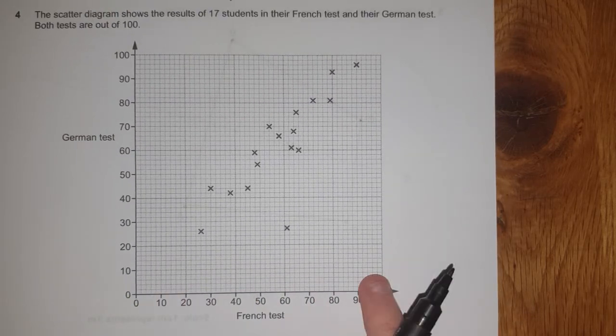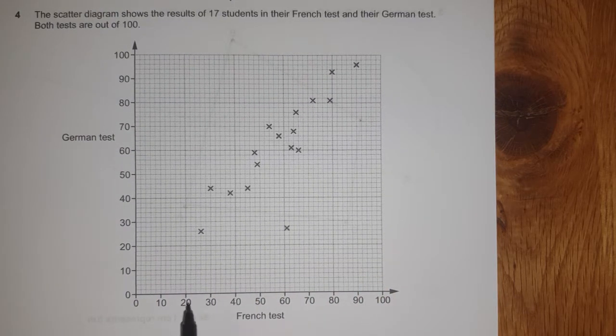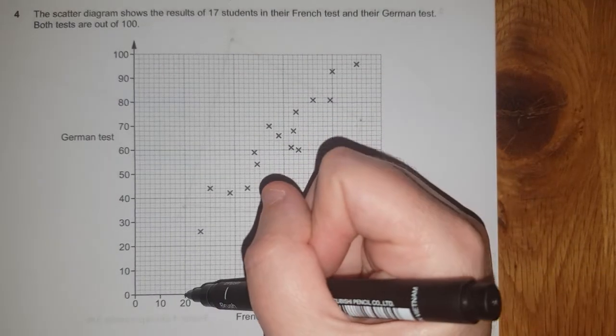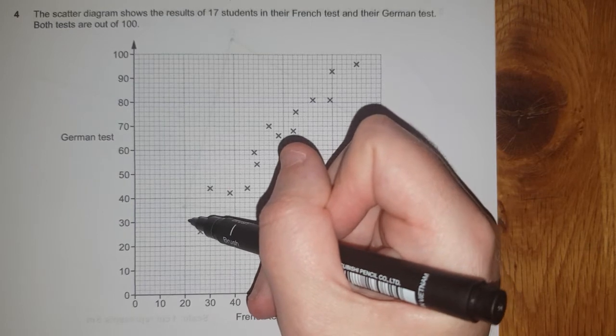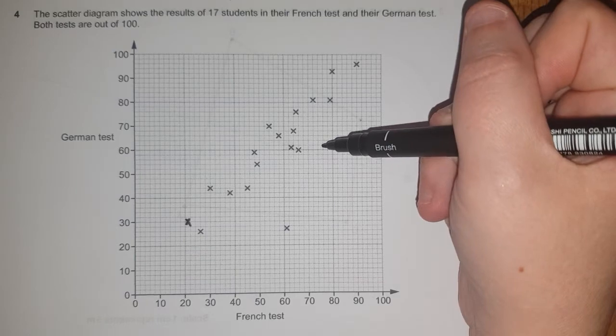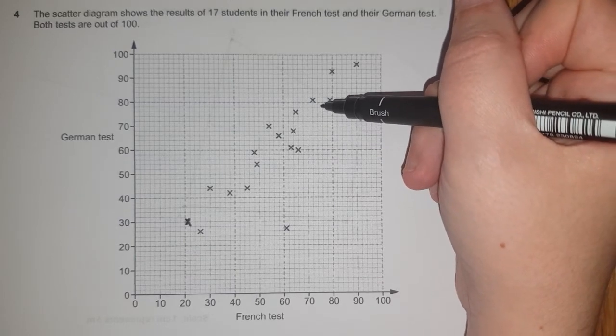So always check your scales first of all. For 21, you're going half a square across. Every little square represents 2. And then for 30, going upwards, each little square again is going to represent 2. So we've got 21 and 30. We've got 75 and 78.